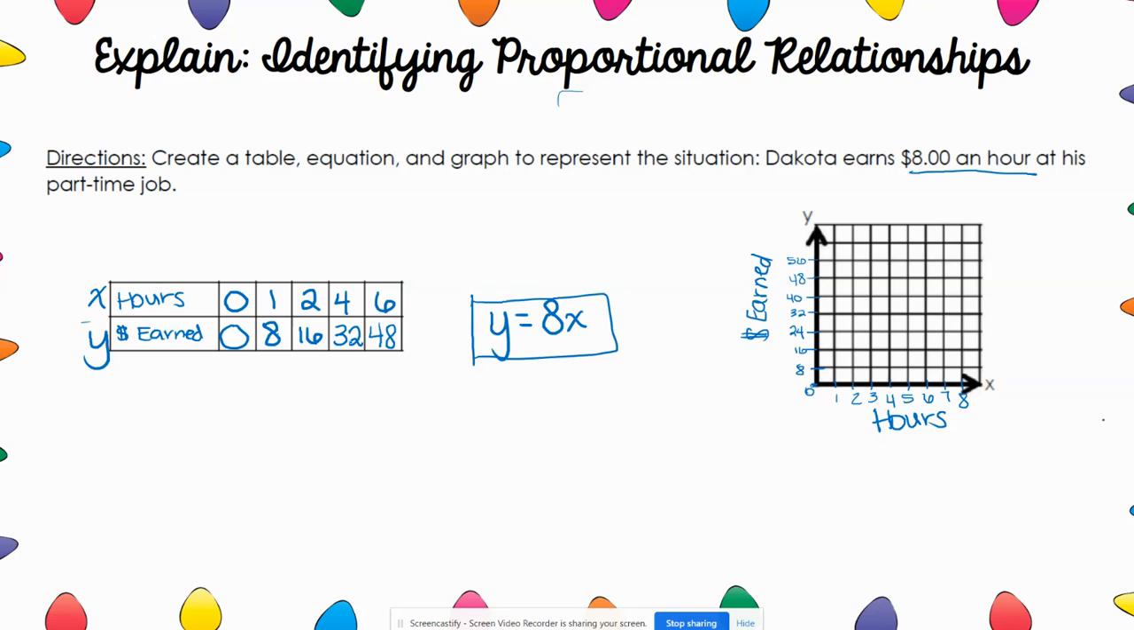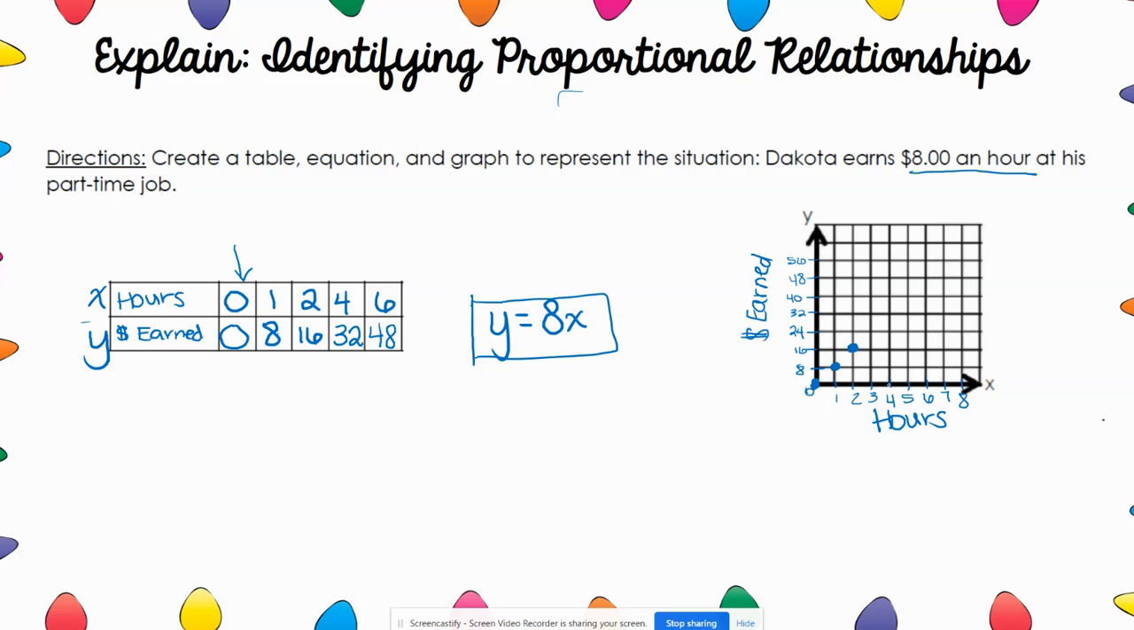Well, when we think about Dakota and we look at the table, our first value is that 0 hours earned $0. So that goes right here. Then 1 hour earned $8. So I'm going to go to 1 hour and then up to $8. 2 hours earned $16. So I'll go to 2 hours and then to $16. Then we skipped a little bit and went to 4 hours. Well, 4 hours earned $32.